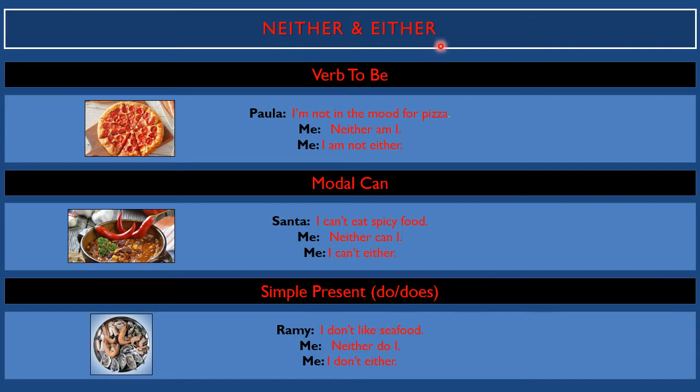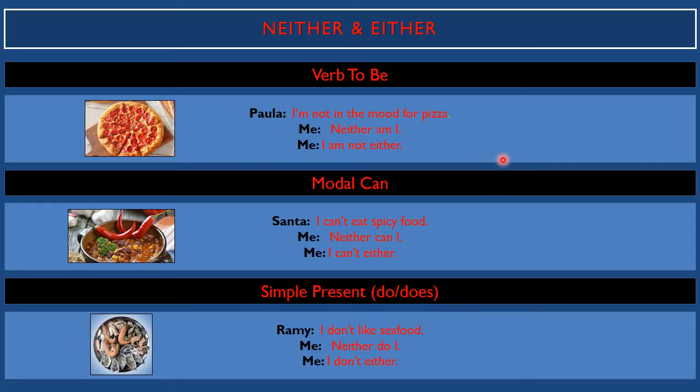Neither and either. We use neither and either to agree with negative sentences. In this case, again, we have three examples using the verb to be, the modal can, and the simple present.